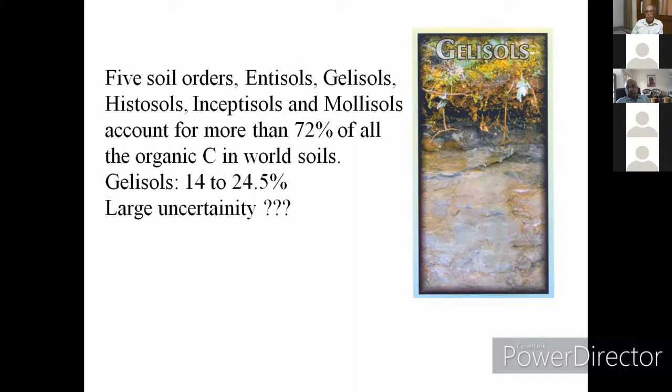But a word of caution, I must say, there is a large uncertainty associated with all these estimates. They are not exact numbers, they are just estimates. That's why I said there is also a range, about 14% and something about 25%. So that means there is a large amount of uncertainty associated with all these measurements.